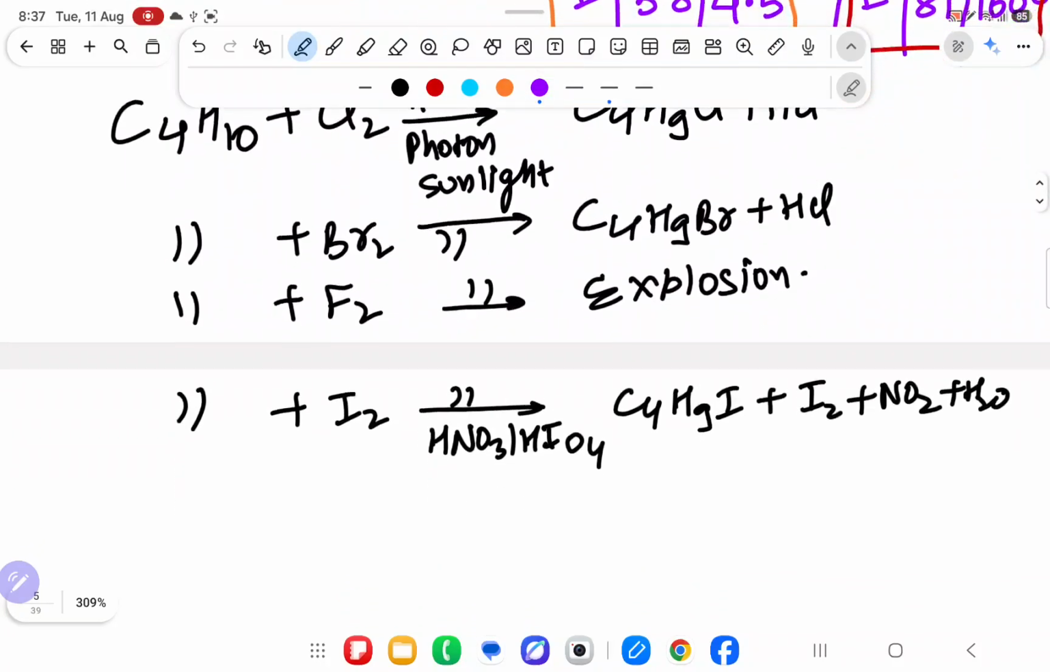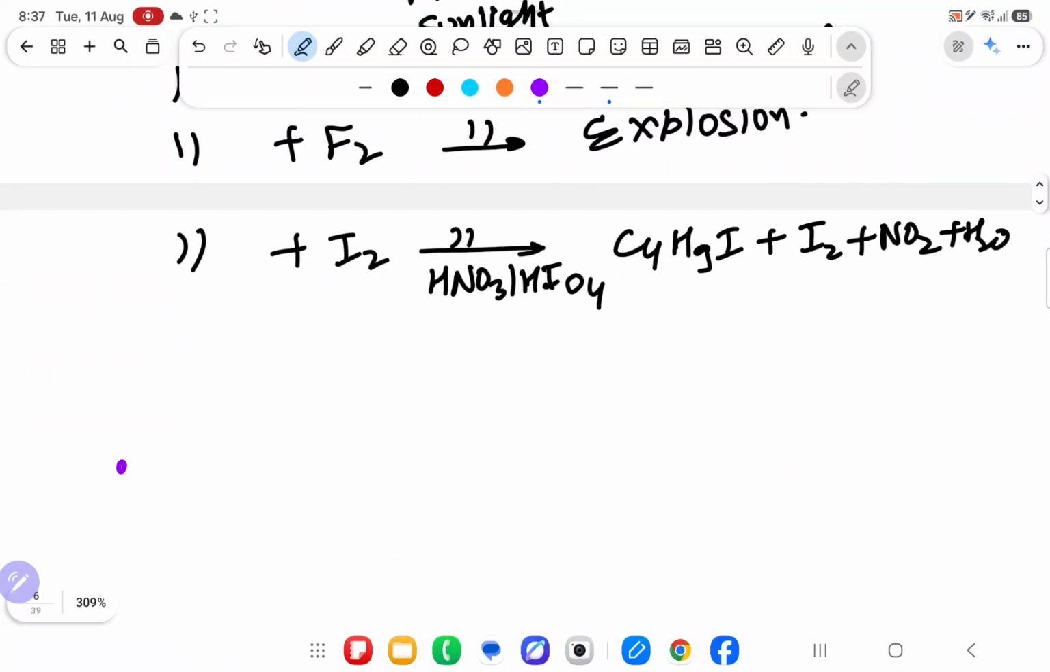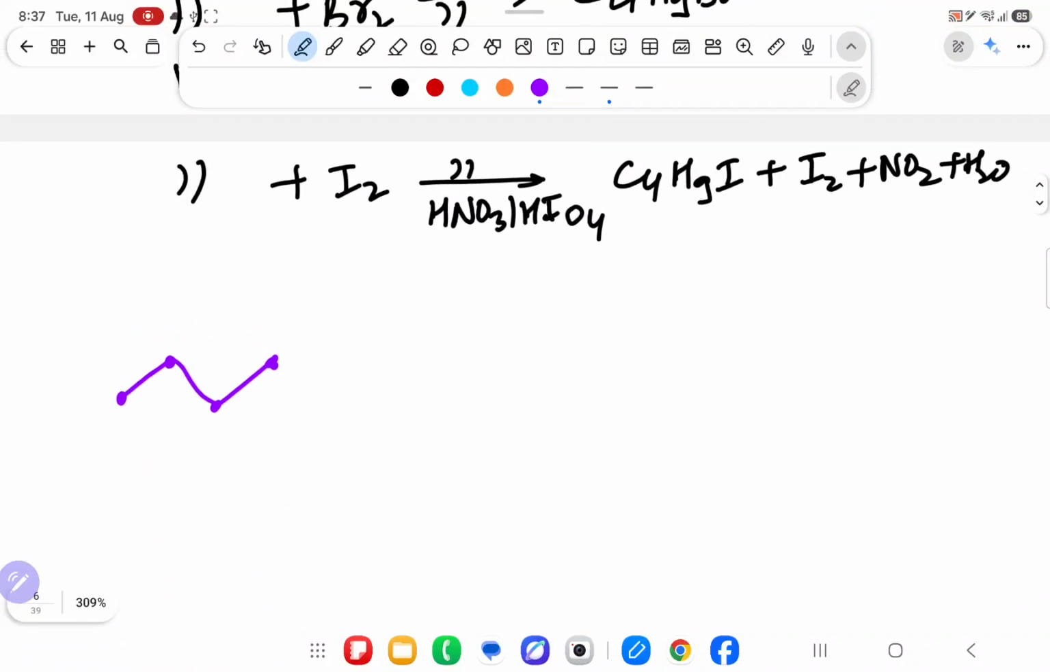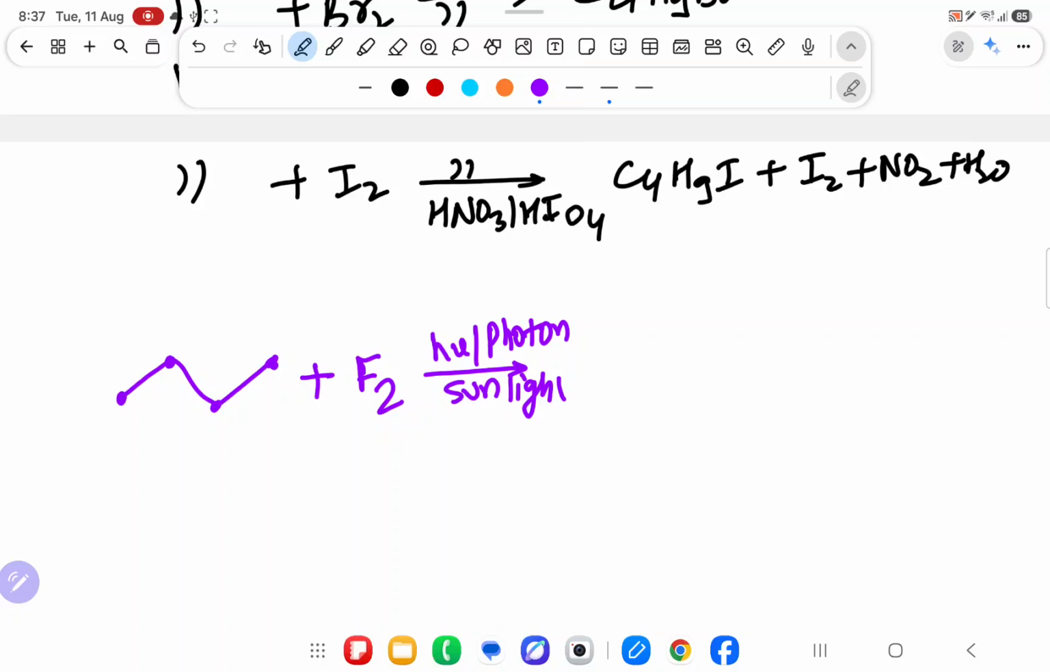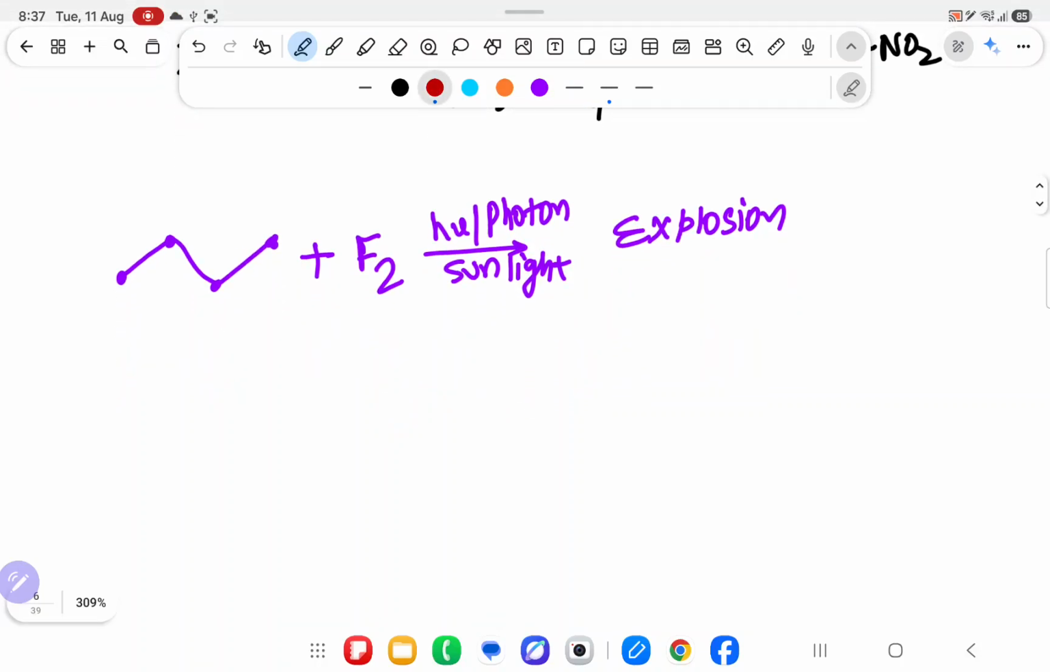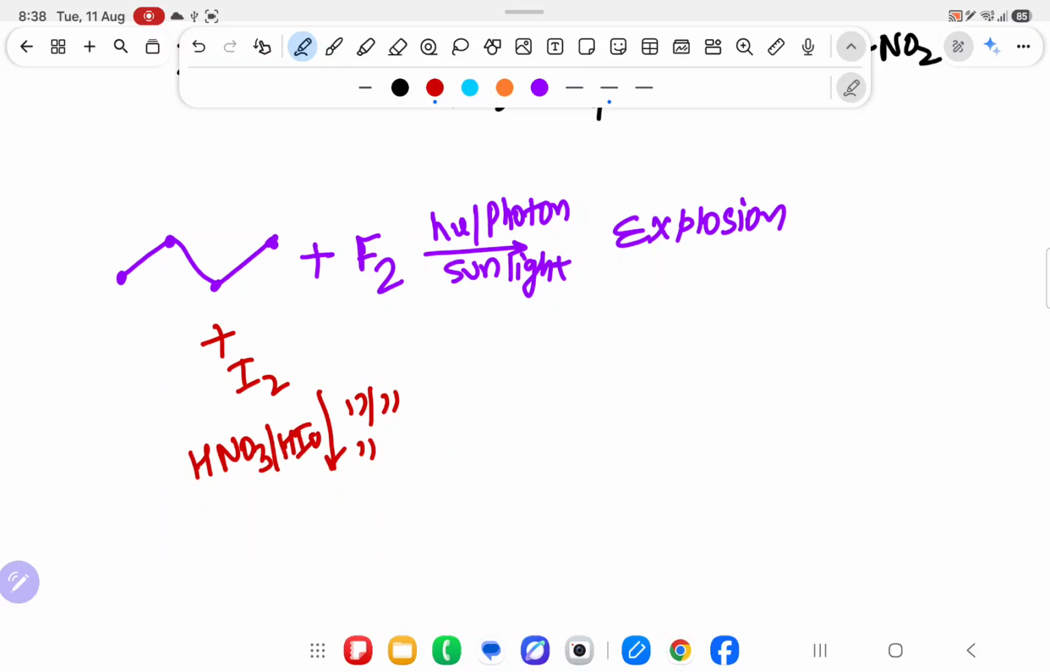But in place of that, I have written something like this: 1, 2, 3, 4. Not C4H10, I have drawn the structure. And then I will say, react with F2 in presence of h nu, photon or sunlight. So what will you say? Sir, it will do explosion. Same I will say, okay, here explosion. React with I2, what will you say? I will take h nu, photon or sunlight, plus HNO3, HIO4.